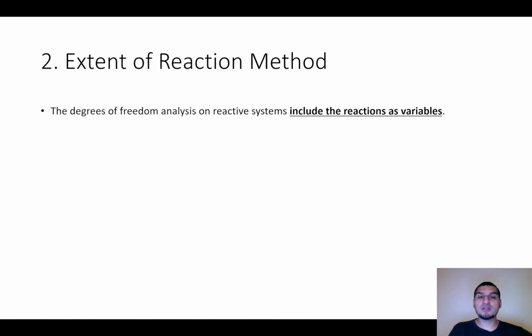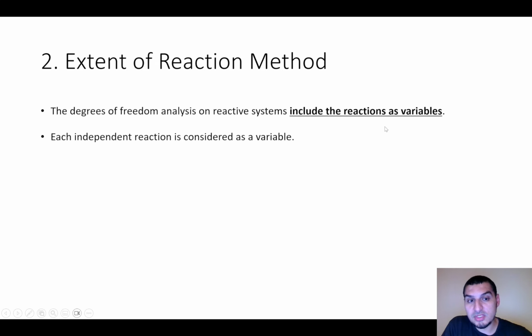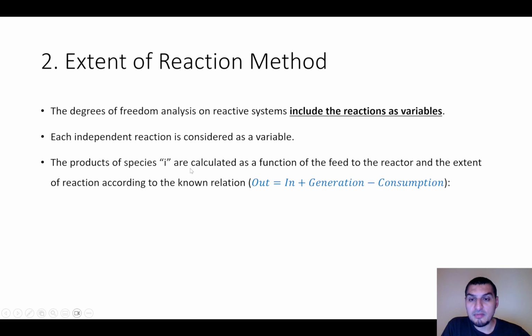The extent of reaction method is different from the atomic balance method in that we do the degrees of freedom analysis or the mass balance calculations using the extent of reaction. That's why we include reactions as variables. And if you remember, in this case it's going to be similar to the non-reactive systems from the point of including the variables, which are the number of variables in the streams, and we also include the independent reactions. And we will see this in detail.